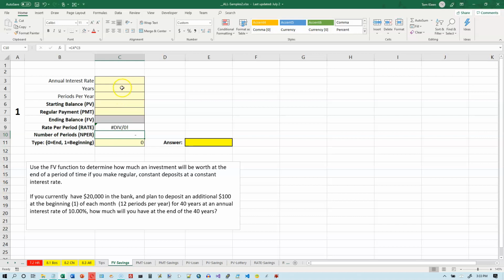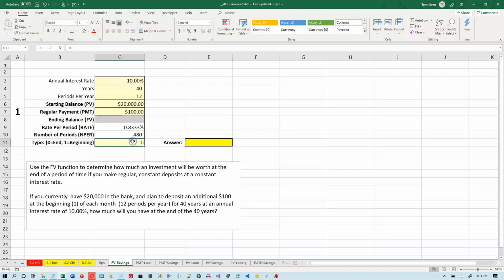Okay, so what we need to do then is fill in all of the yellow boxes here, and then when we're done, we can put a formula over here that will compute the future value. So it's asking for the annual interest rate, and down below it says the annual interest rate is 10%. So we just need to put 10 in there. The number of years is 40. It says we're doing monthly payments, so there's going to be 12 periods per year. Our starting balance is $20,000. And notice I've pre-formatted all these cells here, so we just have to type in the numbers and they'll be formatted correctly. The regular payment is $100 every month.